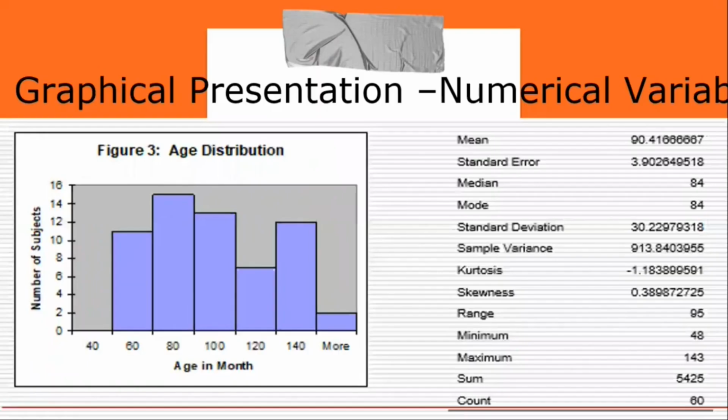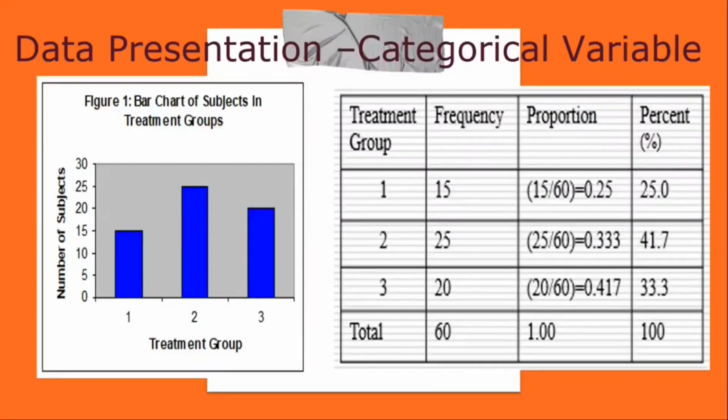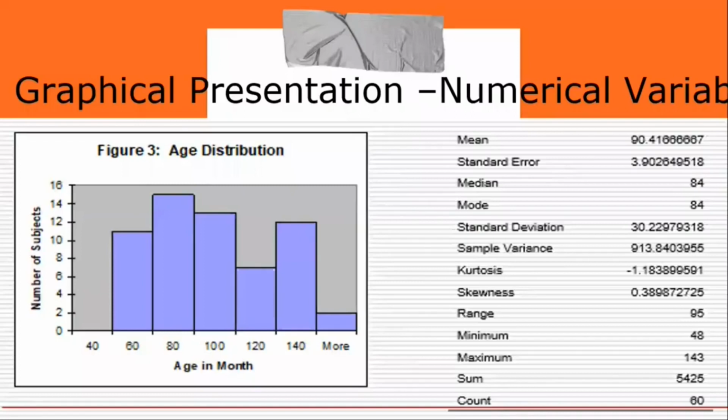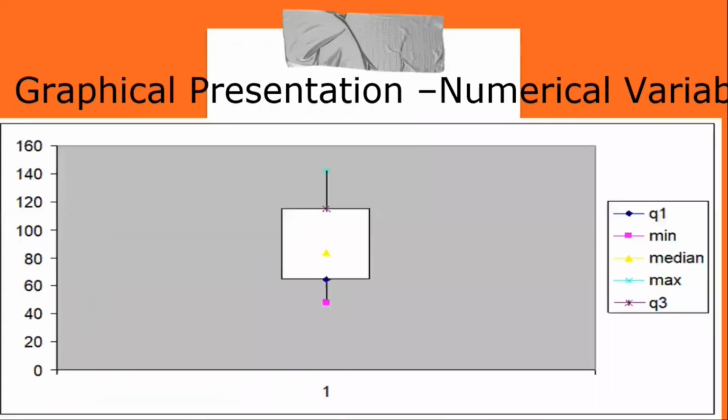Data presentation, categorical variable. Bar diagram: lists the categories and presents the percent or count of individuals who fall in each category. Pie chart: lists the categories and presents the percent or count of individuals who fall in each category. Numerical variable. Histogram: overall pattern can be described by its shape, center, and spread. The following age distribution is right skewed. The center lies between 80 to 100. No outliers. Box plot describes the 5-number summary.